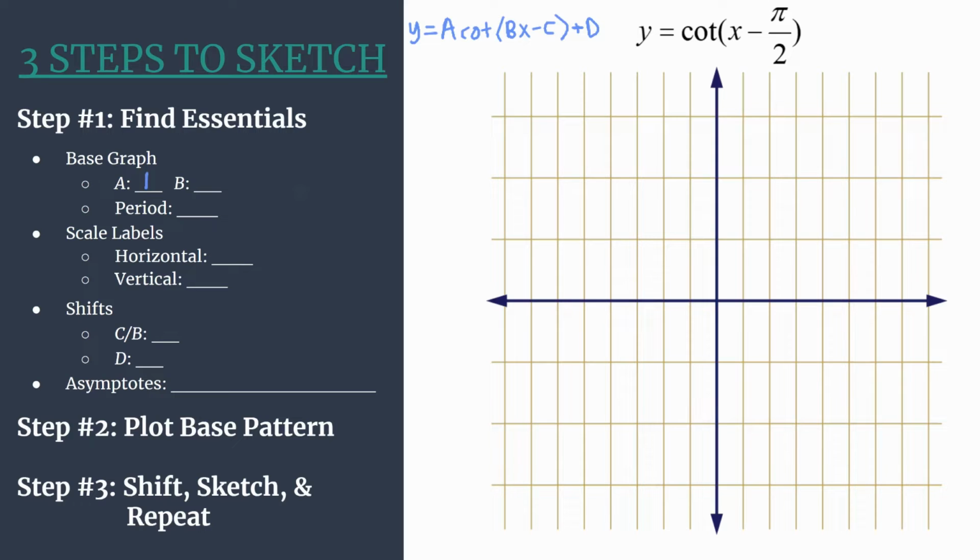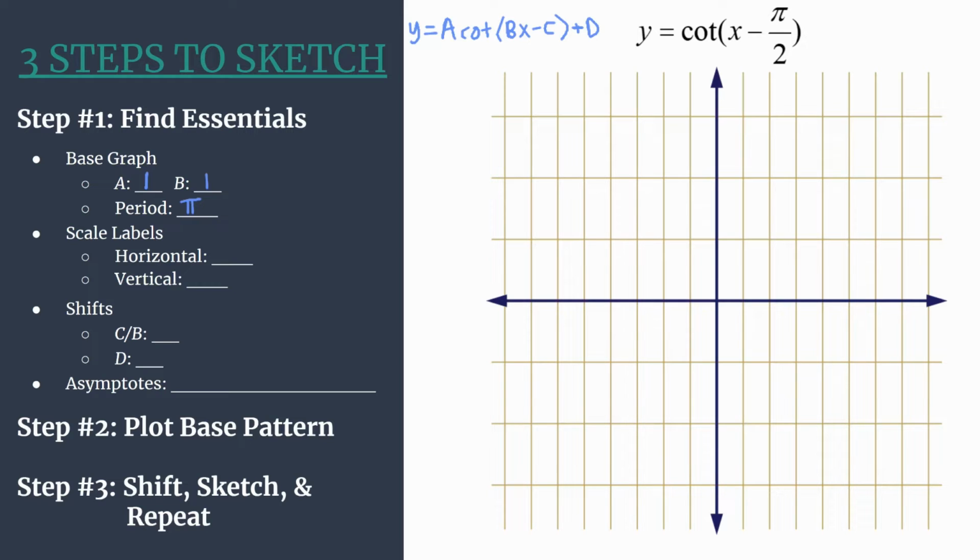So this will help us find y coordinates for some of our points in our base pattern, our curve shaping points. B is the coefficient in front of x, another understood 1. That tells us we'll have one cycle of our graph happening between 0 and pi. It also helps us calculate our period, or the length of one horizontal cycle. And we do that for cotangent graphs using the formula pi over b. So here, pretty simple, pi over 1, our period is just pi.